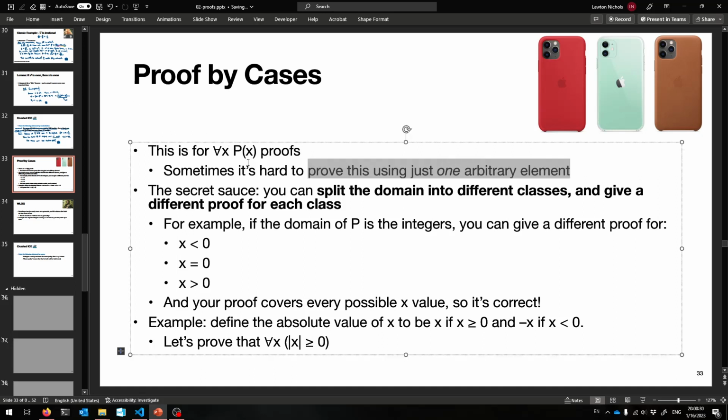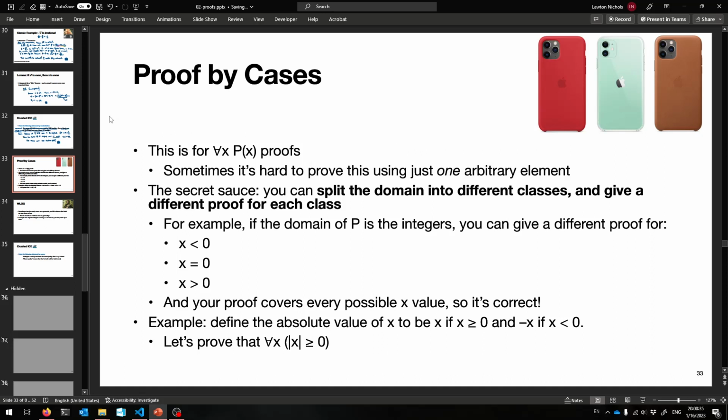Sometimes it's hard to prove a for all using just one arbitrary element, because maybe the domain is a bit different. Here's my domain. I have some elements over here that look a certain way. I have some elements over here that look different, completely different from the first one. And then I have some elements way over here that function differently than the other two as well. So the idea of proof by cases is I can split my domain into a bunch of different classes, and I can give a different proof for each class. I can prove that the predicate's true for these guys, and I can prove that the predicate's true for all these guys.